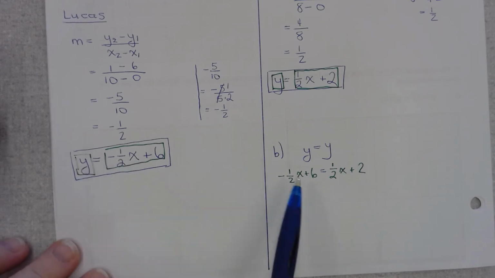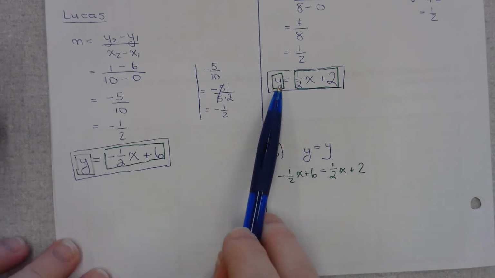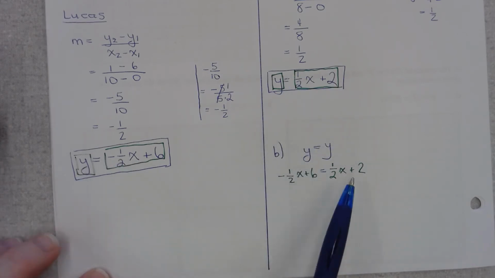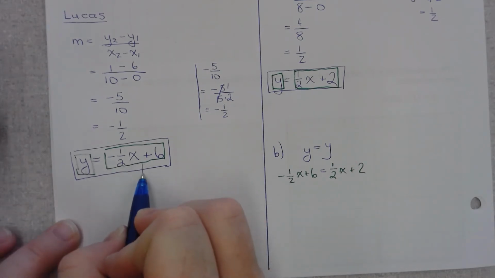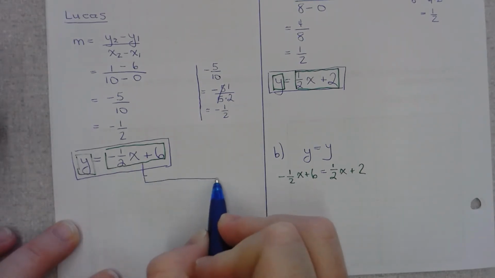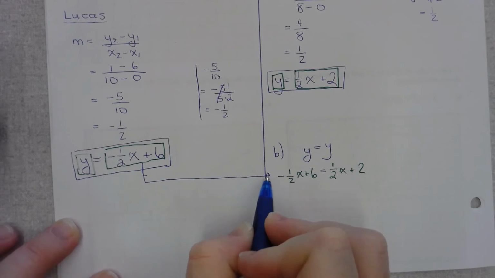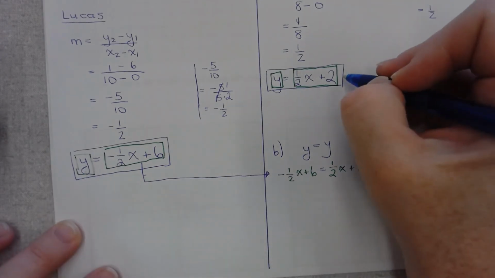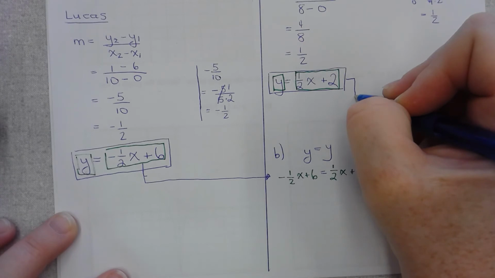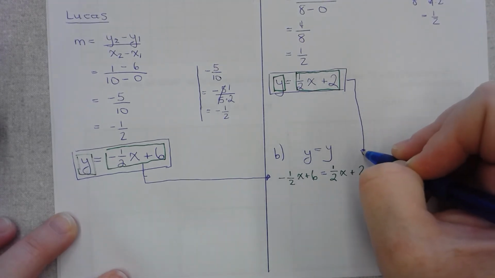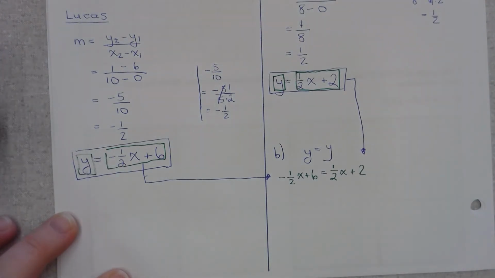But I also know that y equals negative 1/2 x plus 6, and I know that y equals 1/2 x plus 2. So I've taken this negative 1/2 x plus 6 and used it over here to replace this y, and I've taken this 1/2 x plus 2 and put it here to replace this y. So they're all the same thing.